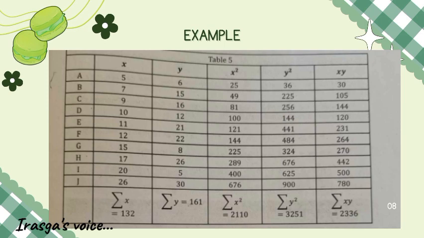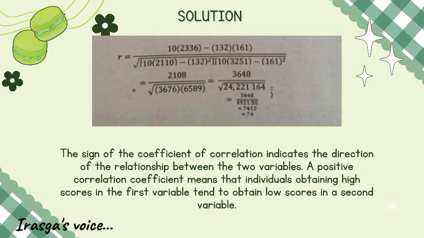Second step, you sum up all the scores. The summation of the first column, the summation of x, equals 132. Second column, the summation of y is equal to 161. Third column, the summation of x squared is equal to 2110. The fourth column is the summation of y squared, equal to 3251. Last column is the summation of xy, which is equal to 2336. So after that, guys, you substitute all the summation of scores in the formula.